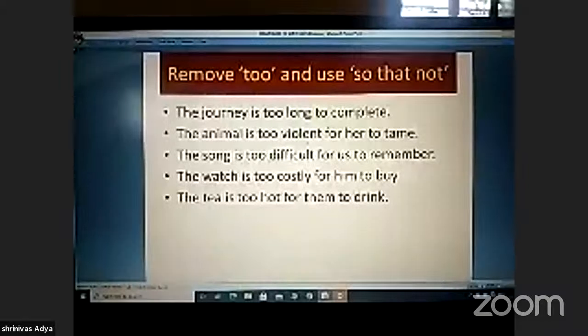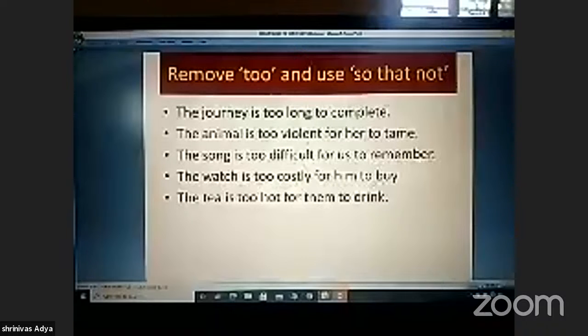Srijan, give us the passive voice. The animal is so violent for her that it cannot be tamed by her. Right. Correct. The song is too difficult for us to remember.